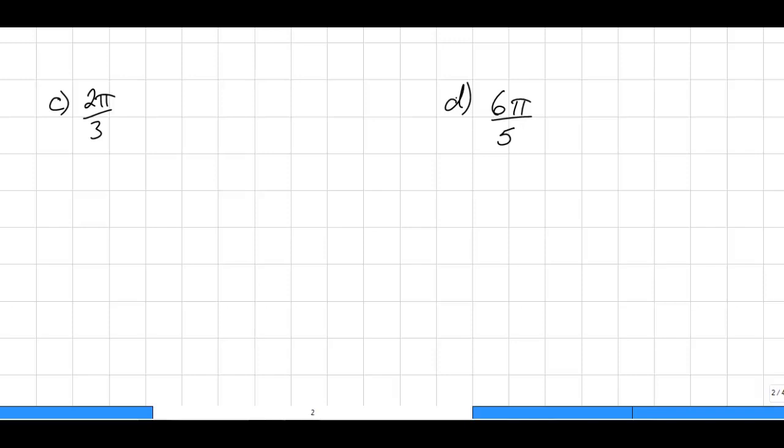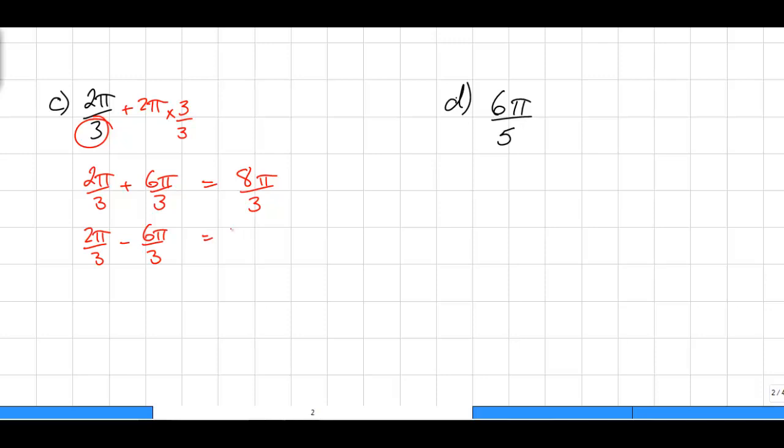Now in radian form, instead of adding 360 degrees, we're going to add 2 pi radians. So I want to add 2 pi. But notice that I've got a denominator here. So in order to add, I have to have a common denominator. So if I want this to be over 3, I'm going to have to multiply top and bottom by 3 to get 2 pi over 3 plus 6 pi over 3, which will give us 8 pi over 3. And then I need to do the same thing and subtract 6 pi over 3, which will give us negative 4 pi over 3.